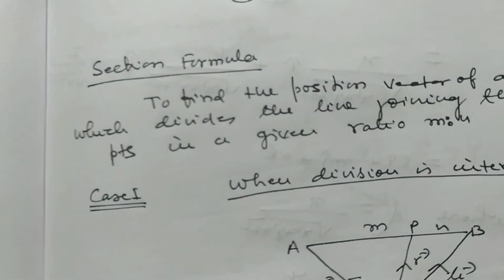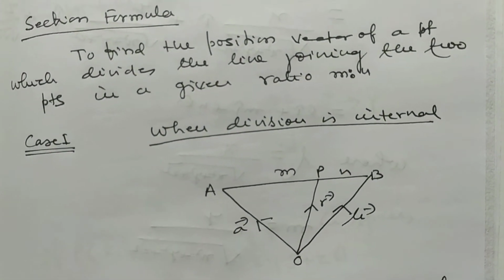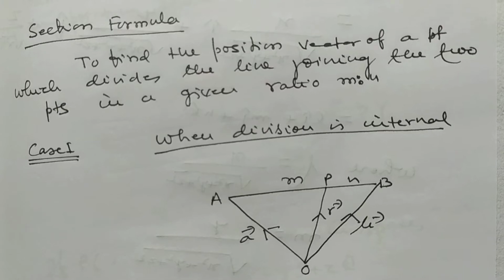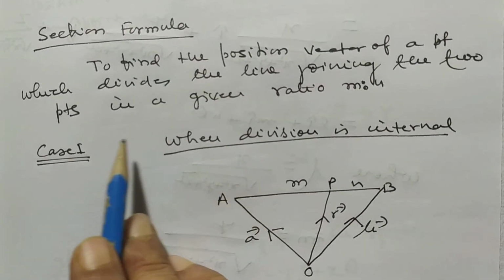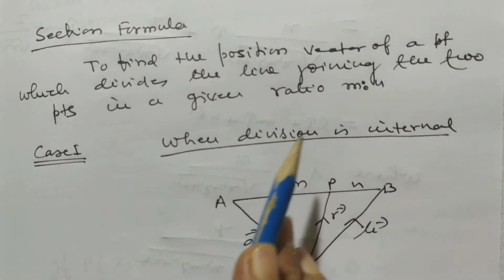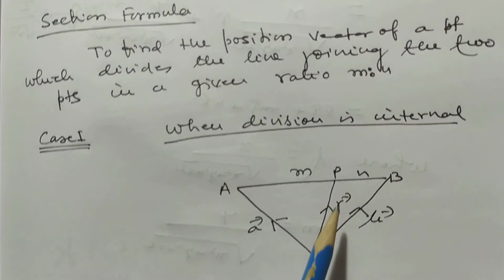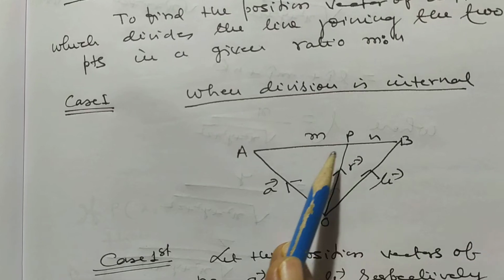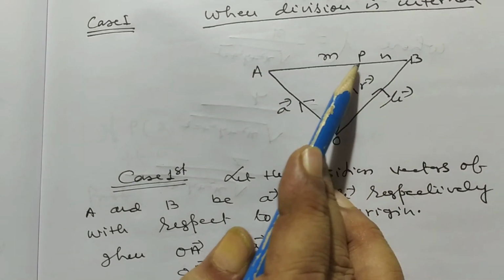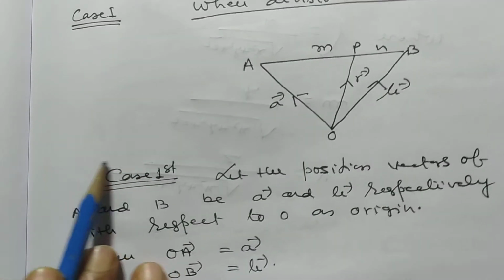Now, I want to discuss the section formula. To find the position vector of a point which divides the line joining two points in a given ratio m is to n. Case first, when division is internal. Suppose P is a point and AB is a line segment, and P divides it in the ratio m is to n.